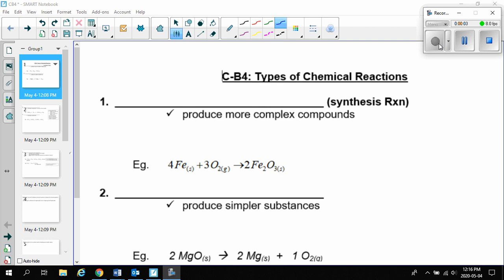Hey, Science 10s. This is lesson CB4, so chemistry, fourth lesson in chemistry B, types of chemical reactions. So make sure you find your way to that. Have your periodic table out and maybe some scrap paper just because you might need it. And let's get going.